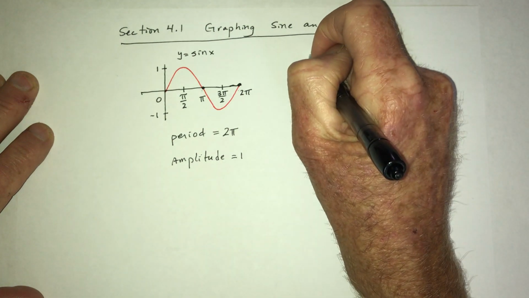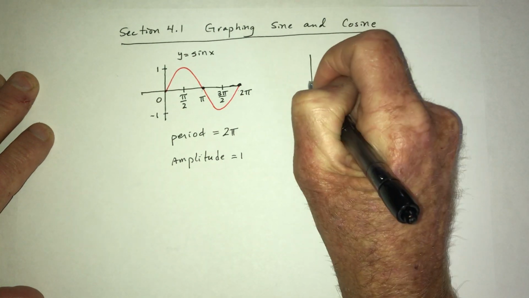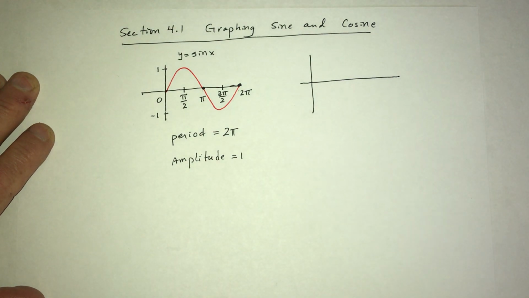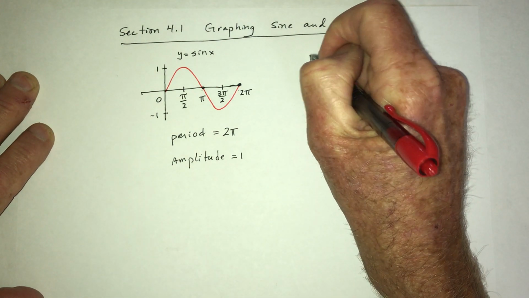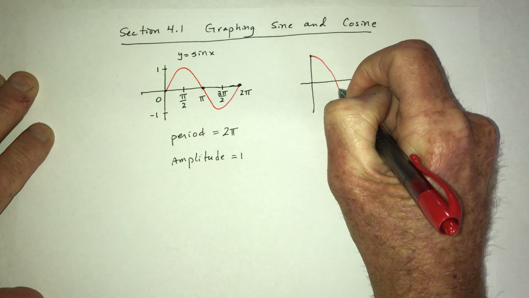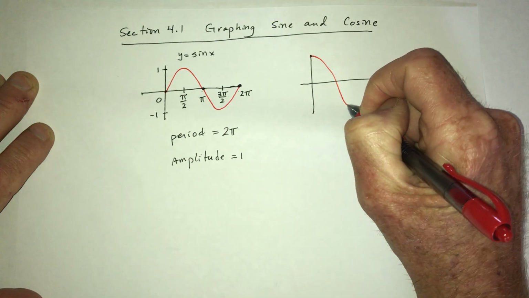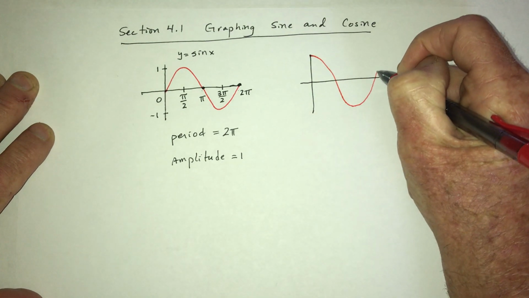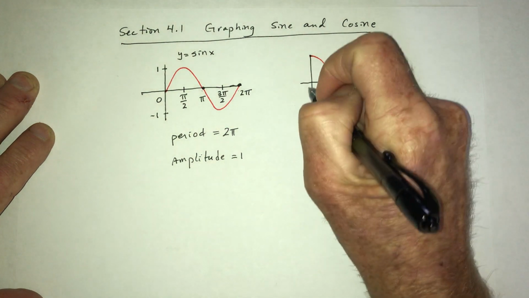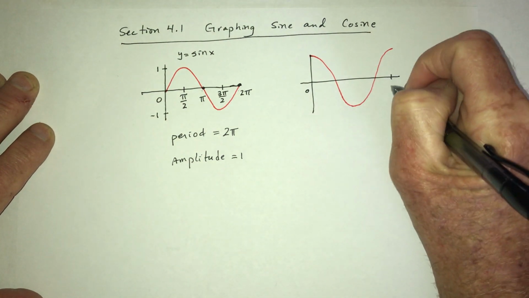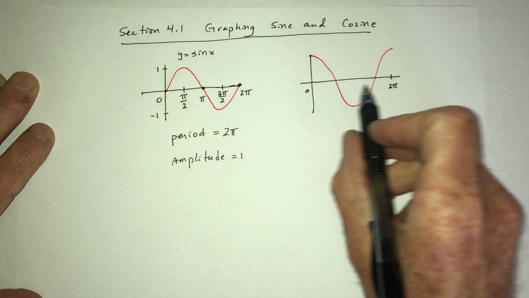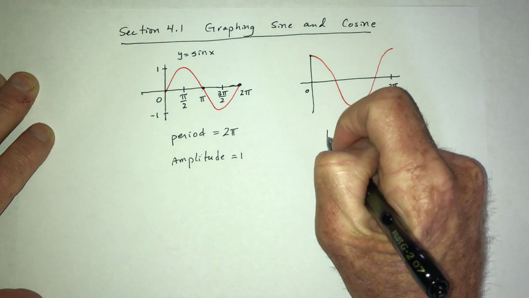What about cosine? Well, cosine actually starts at the top. It starts at +1. It then swoops down to -1. And then it makes the return trip back up to 1. And this also goes from 0 to 2 pi. So that means that the period is also 2 pi.